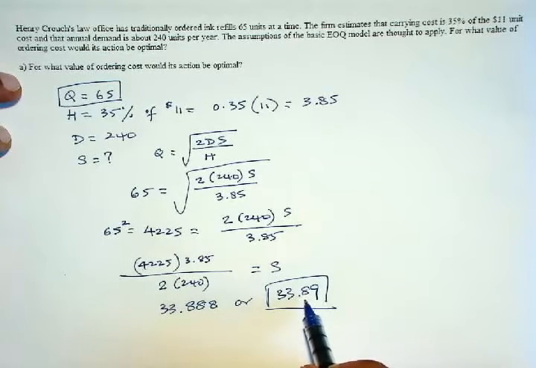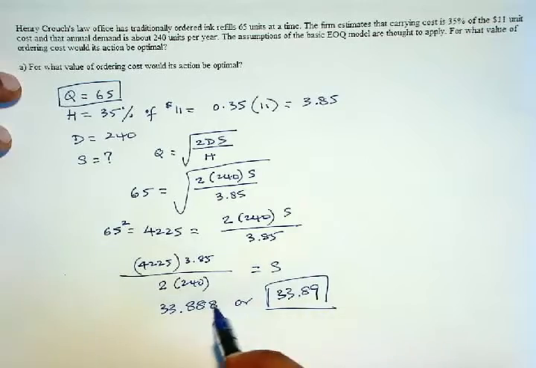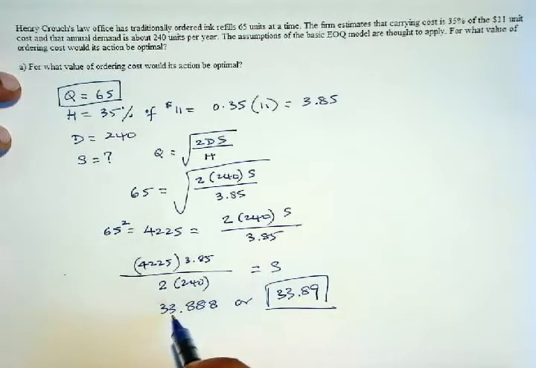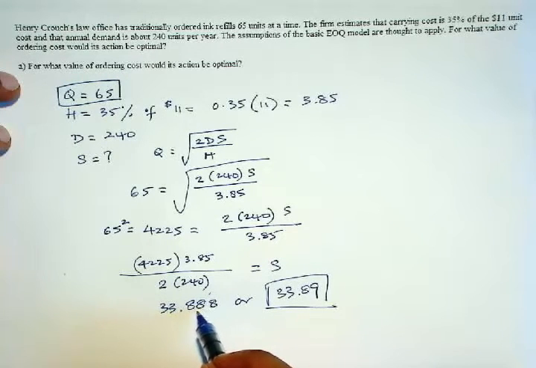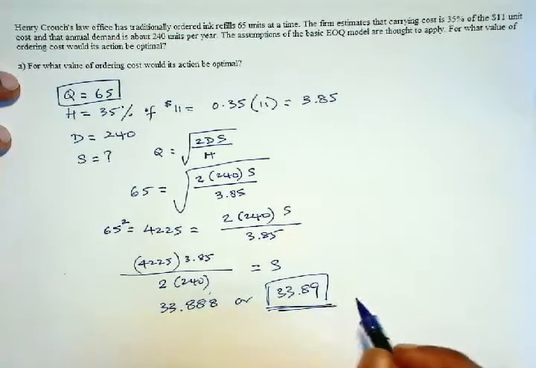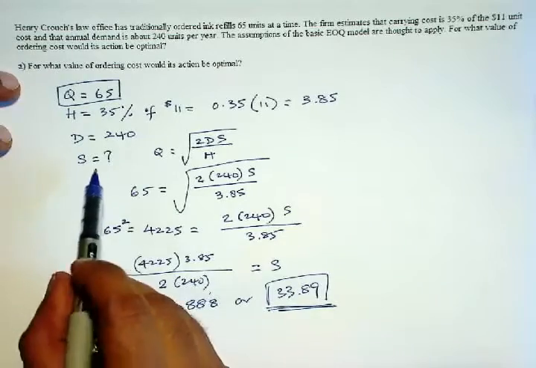So here, if you enter 33.88, probably it's going to count that as wrong. I'm not sure, but obviously that's not right, because you go to the third decimal place and then you round it to the second decimal place. So that's how you need to figure out the value of S.